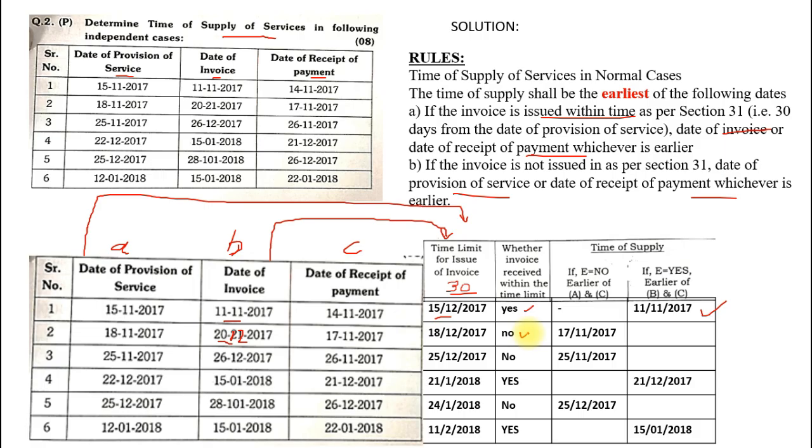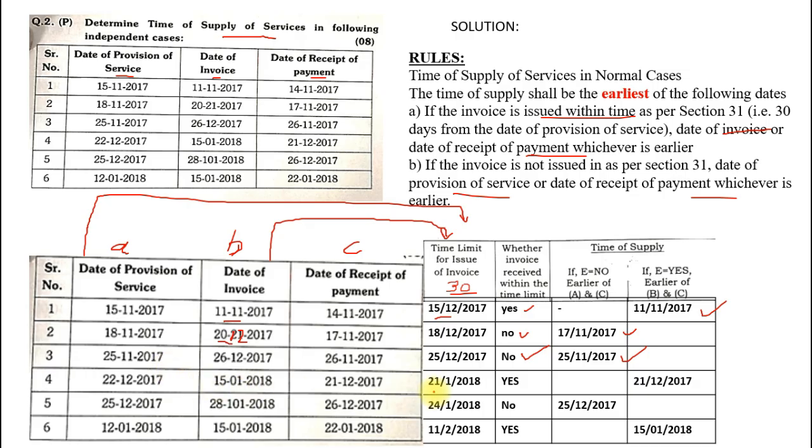So if it is after the limit, it is date of provision or date of payment, whichever is earlier, A or C. So 18 November and 17 November. The answer is 17 November will be your time of supply. Next, 26th December and 25th December. Date of invoice is after the limit, so it is not within the limit. So A and C, whichever is earlier. 25th November will be the earlier, because between 25th and 26th, 25th is the earlier.